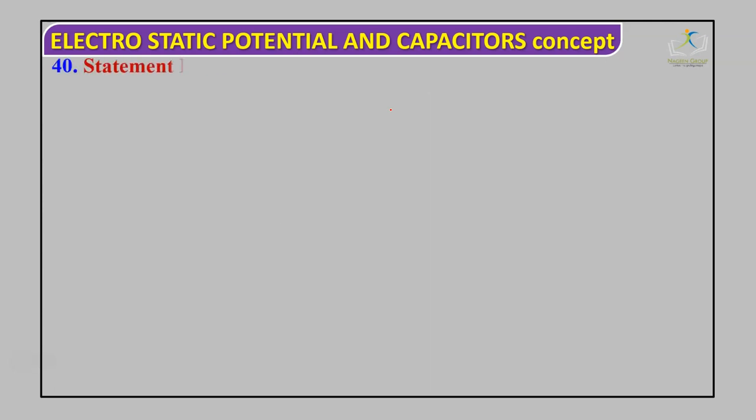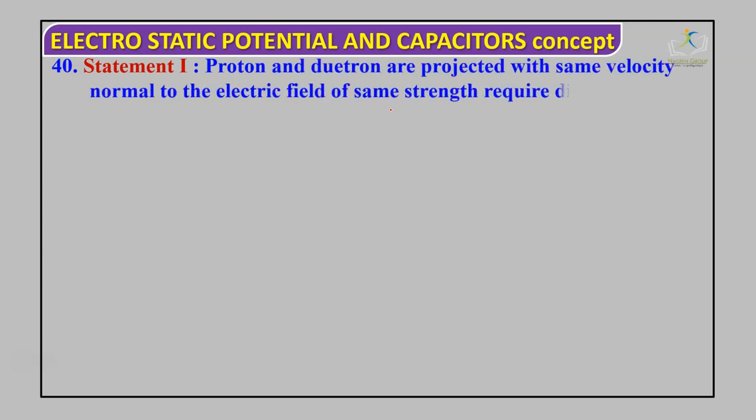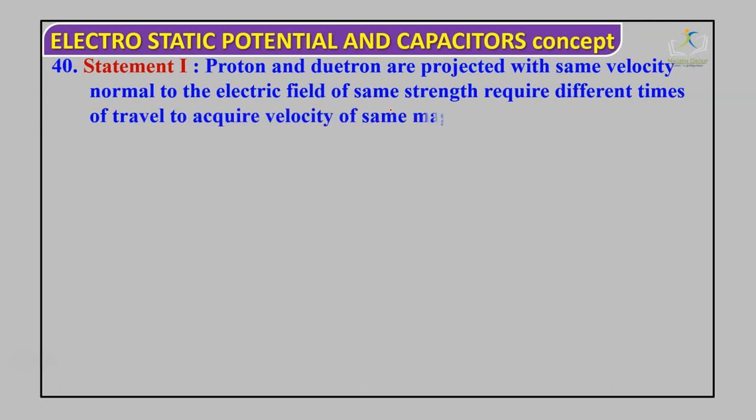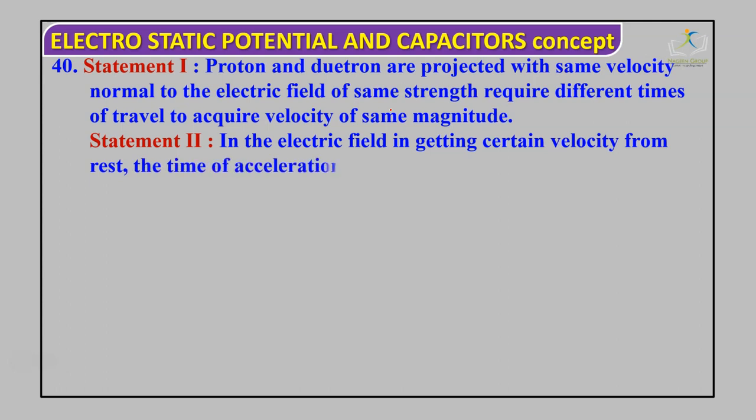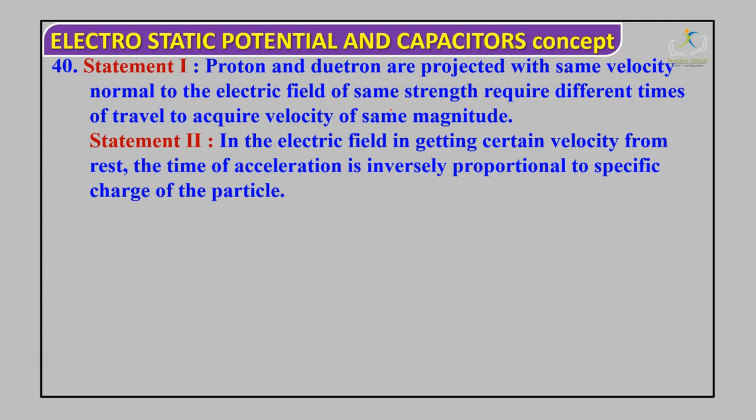Next question we have. Statement 1: a proton and a neutron are projected with the same velocity normal to an electric field of the same strength, and require different times to travel to acquire a velocity of the same magnitude. The second statement: in an electric field, for getting a certain velocity from rest, the time of acceleration is inversely proportional to the specific charge of the particles.